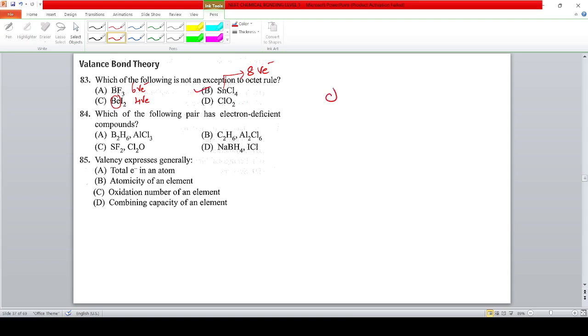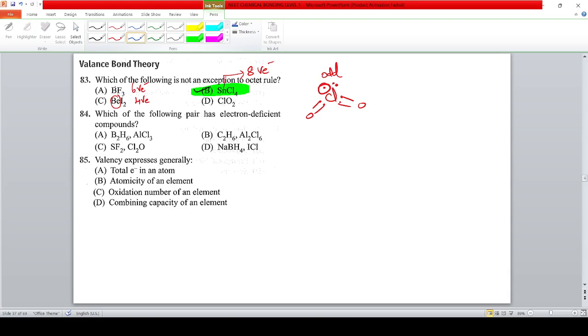Regarding ClO2, chlorine has 7 valence electrons. It is called an odd electron species. 7 electrons: 2 electrons are used for one oxygen, 3rd and 4th for another oxygen, then 5, 6, 7. There is a single odd electron. It is also not obeying the octet rule. So the one which obeys the octet rule is tin chloride, SnCl4.